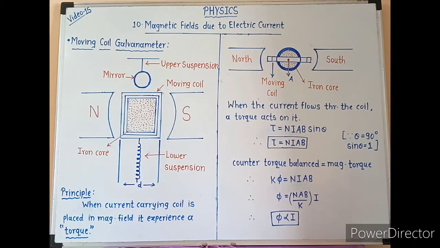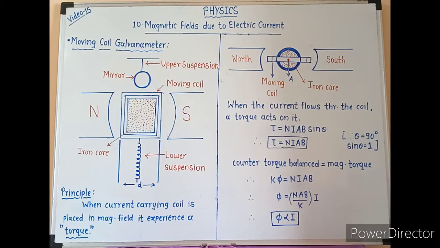In the last session, we have seen the torque on a current carrying loop, that is tau is equal to NIAB sin theta. So today in this session, we will see the moving coil galvanometer, in short MCG. In the last chapter, that is current electricity, we have studied this MCG.